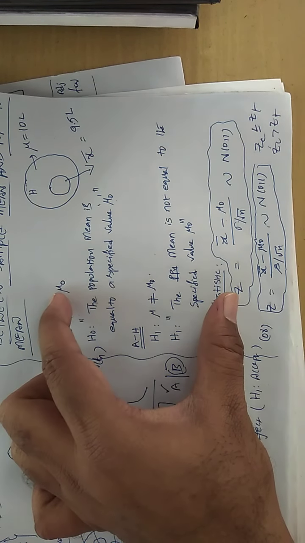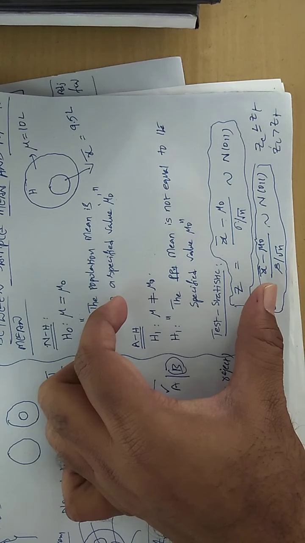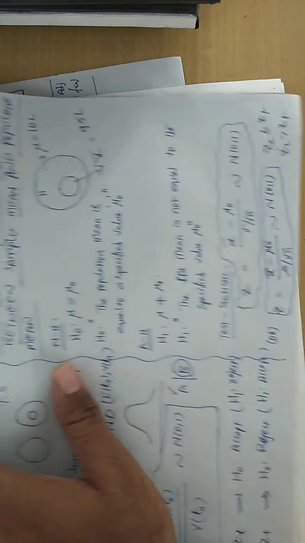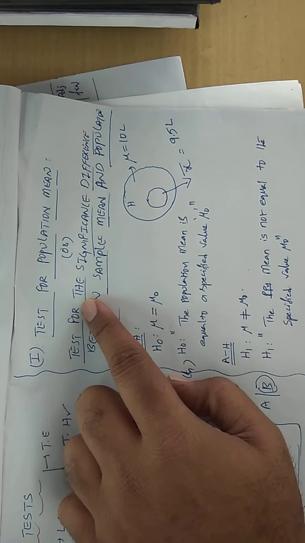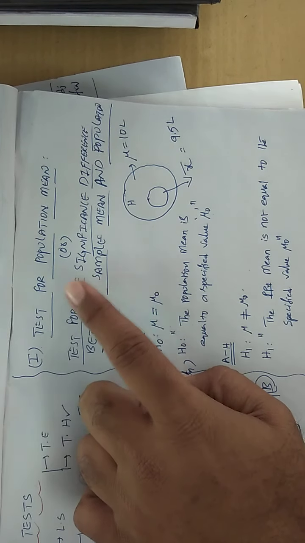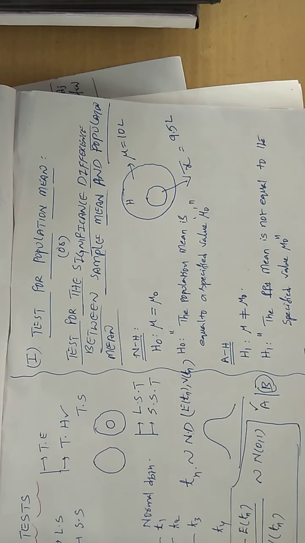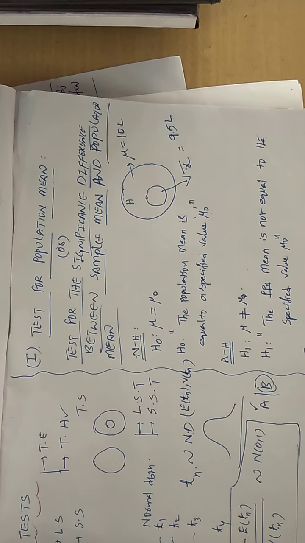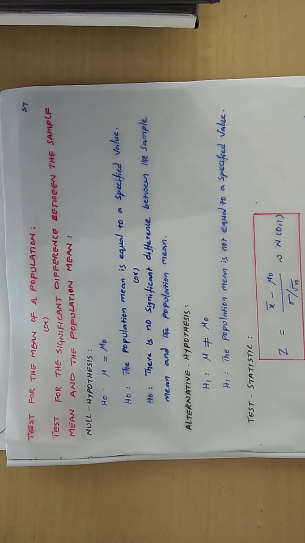So after understanding this, now we are in a position to solve the problems under the first test. What is the test for population mean? These are OHP sheets, overhead projector. Understand?